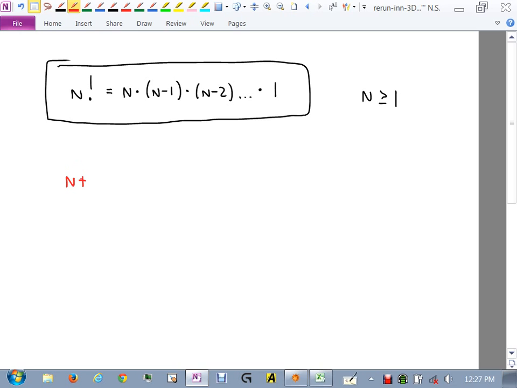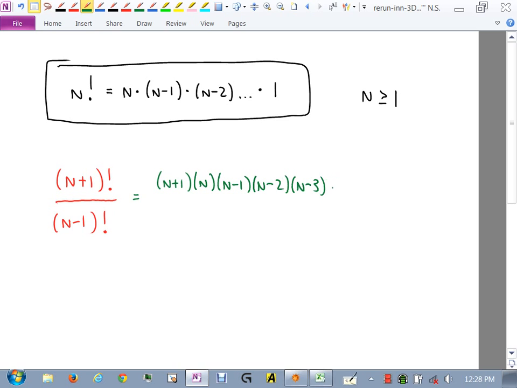What is n plus 1 factorial divided by n minus 1 factorial? Well, by the definition, n plus 1 is where I start, because the parentheses around the n plus 1 tell you that's the number in front of the factorial. Then the next one, I subtract 1 from that, so I have n, then n minus 1, then n minus 2, then n minus 3, and I keep doing this until I get to 1.